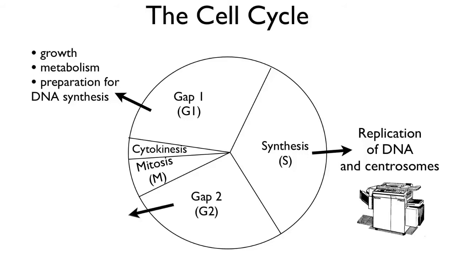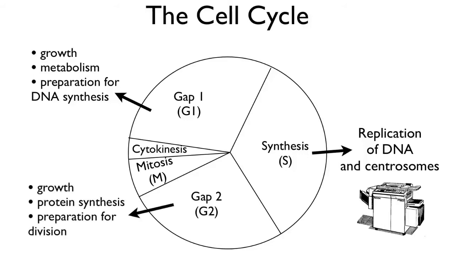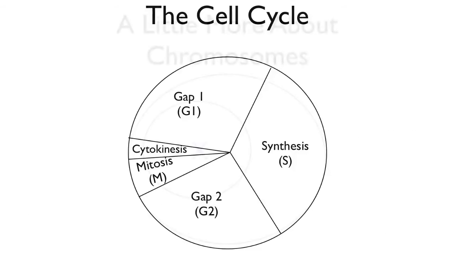The gap 2 is going to be more growth, more synthesis of proteins, a lot of synthesis of things that are going to be needed in order to go through the cell division process. So a lot of microtubules, as you're going to see in just a bit. And those are the phases of interphase.